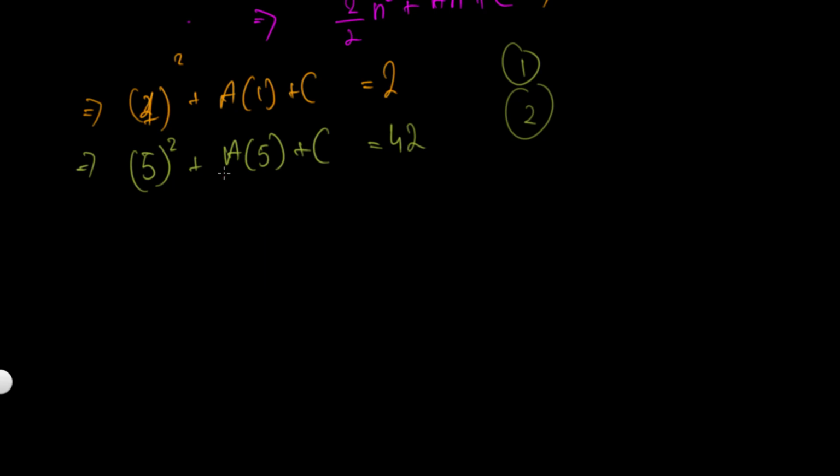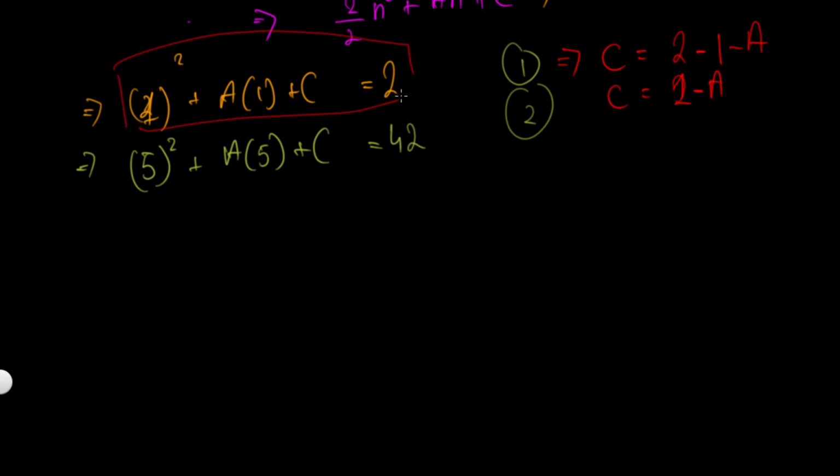So let's solve it. Just a quick recap: when you have simultaneous equations, we take our first equation and make one of the variables the subject. In this case, let's make c the subject. If I make c the subject, I get c is equal to 2 minus 1 minus a. 2 minus 1 is 1, so c is 1 minus a. I'm just using this equation and making c the subject. Hopefully you know how to make a variable the subject.